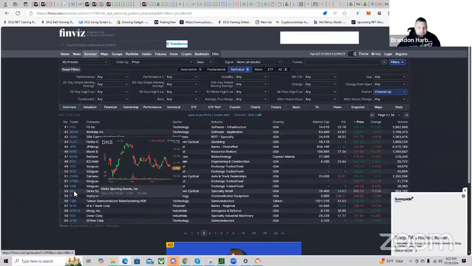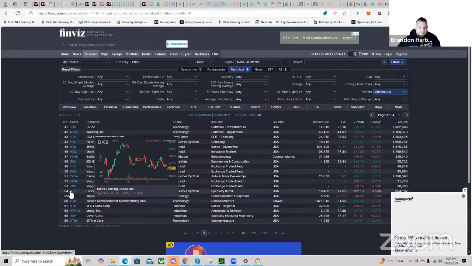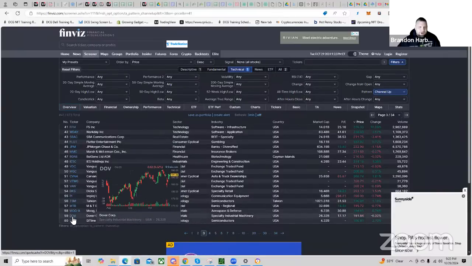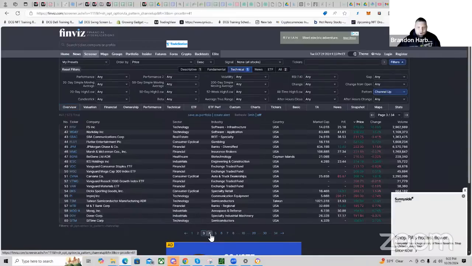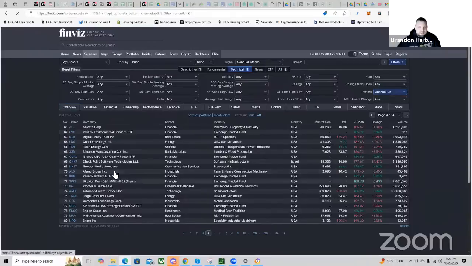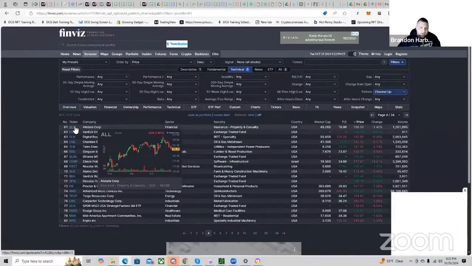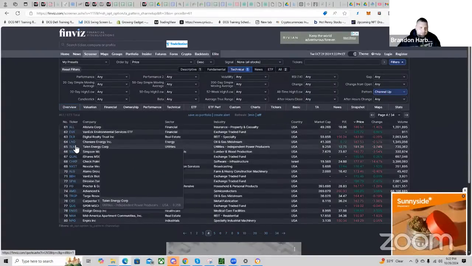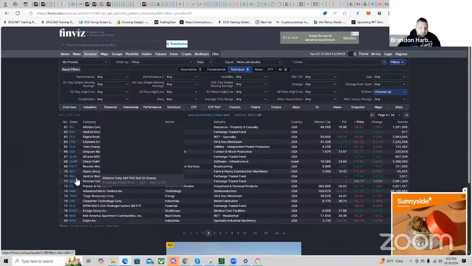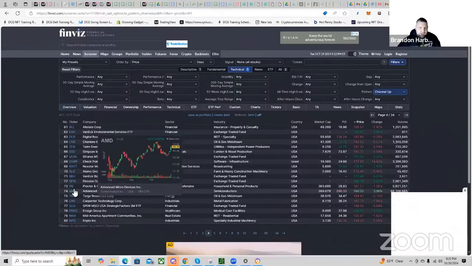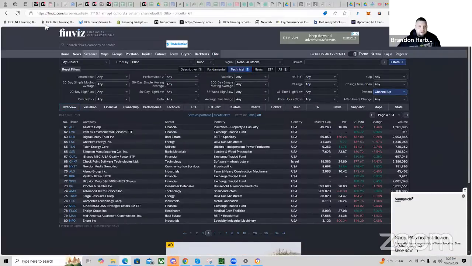Dick's Sporting Goods. That's at a support area right there. We could check that one out. See if we can find something a little bit better. Let's see here. We'll go to number 4. So now we're in stocks that are like 186. They just keep going down. Allstate is looking all right. Let's see if we keep finding something else. PG, that's all right. AMD looking real good.